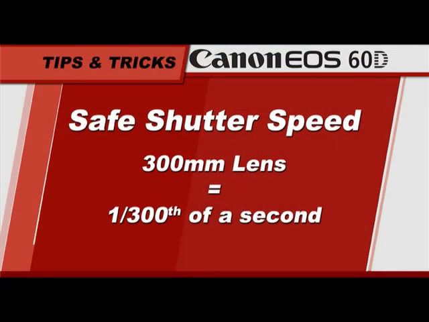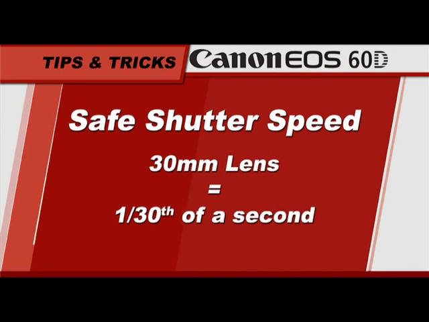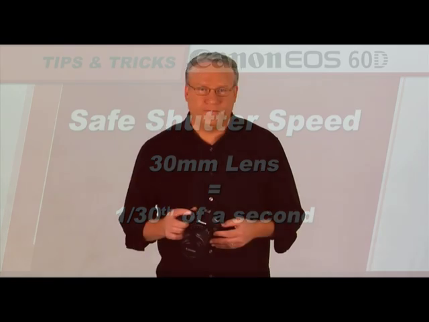If the focal length on your lens is 300 millimeters, for example, you should set your shutter speed to at least 1/300th of a second. If the focal length is 30 millimeters, you might get by using a shutter speed as low as 1/30th of a second. Another cause of poor focus is digital grain, which is sometimes called noise.